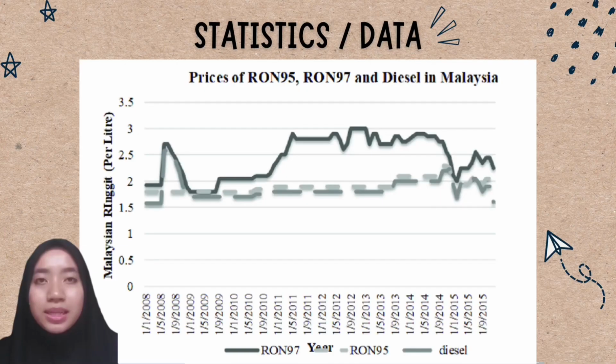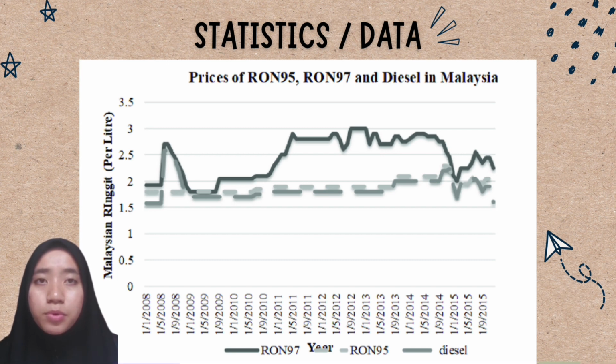Thank you. Data shows the price of RON95, RON97 and diesel in Malaysia from 2008 to 2015. In June 2008, the cost of RON97 went up from RM1.92 to RM2.70 per litre. To reduce the government expenditure, the Malaysian government decontrolled the price of RON95 and RON97 starting from 1st November 2008, resulting in inflation for all consumer products.